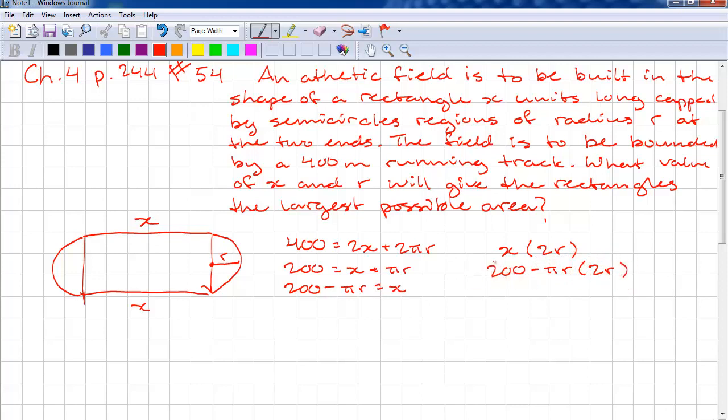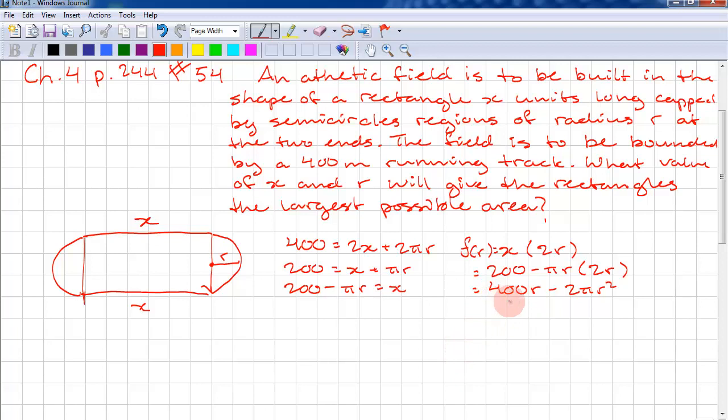And if we multiply those together, that would be 400r minus 2 pi r squared. And this could be the function of x, or actually r.